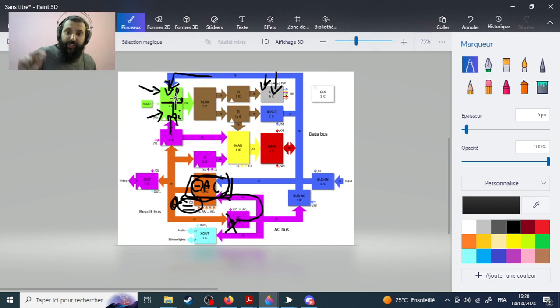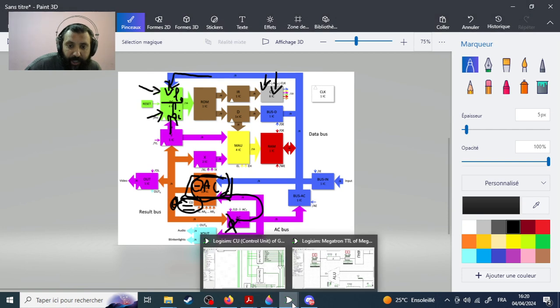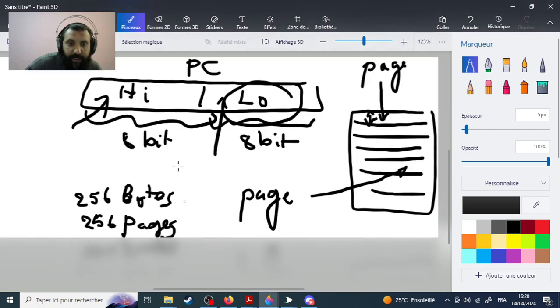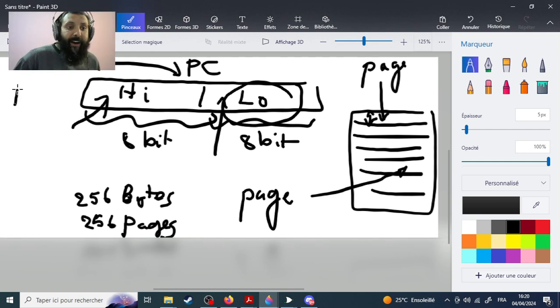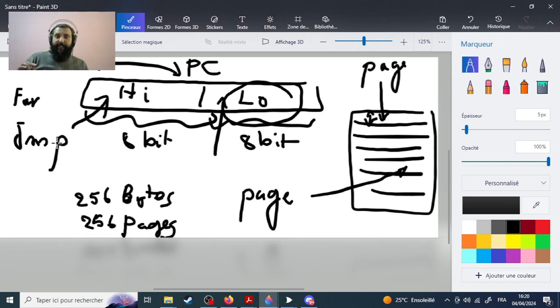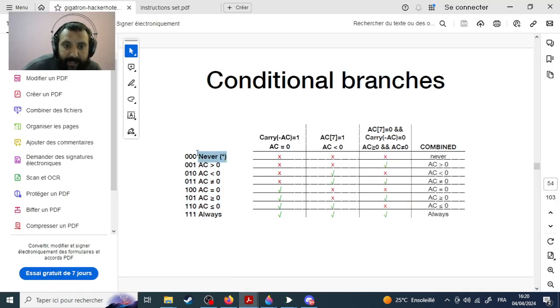You can only change the low part of the address. On the other hand, to change the high part, we should use what we call a far jump. This is what we call a far jump. It's not a condition. It's not conditional. You have to understand that. It's a jump. It's not conditional, and it is represented by this, by never.